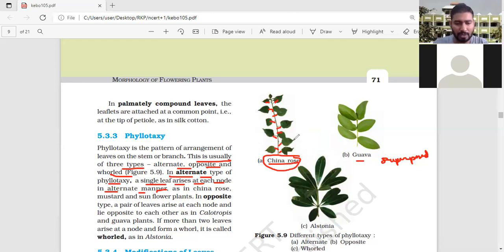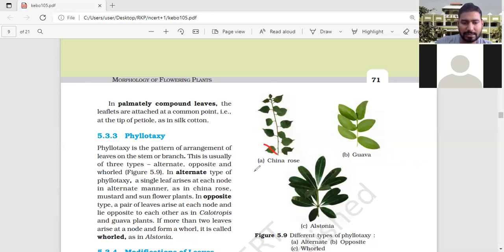Okay. Now, China rose, mustard and sunflower. So, example of three, alternate. You can say first one is the China rose, second is the mustard, that is the Brassica campestris, then China rose, mustard, and one more. Third is the sunflower plant. Anyone, can you tell the scientific name of sunflower? Anyone? Helianthus. Very good. So Helianthus is the scientific name of sunflower.